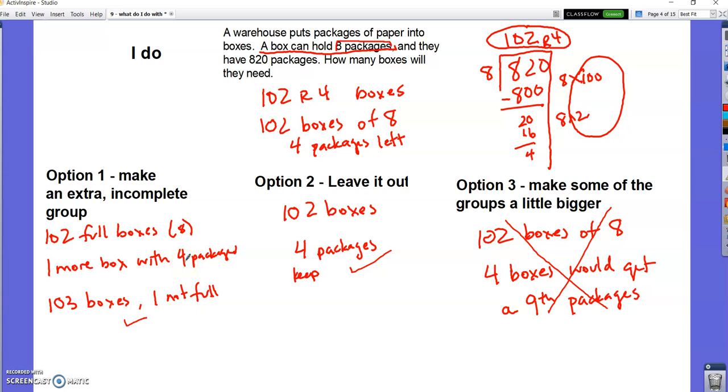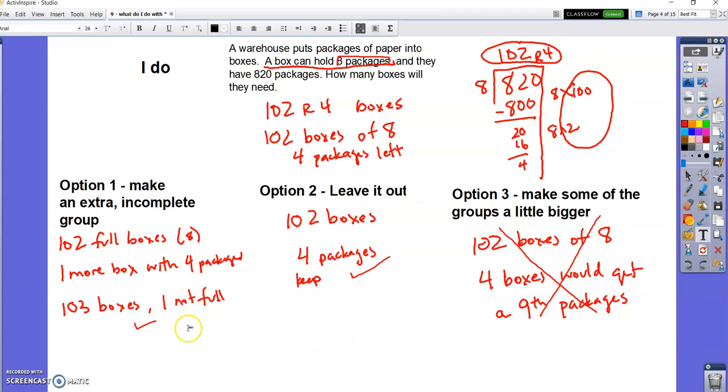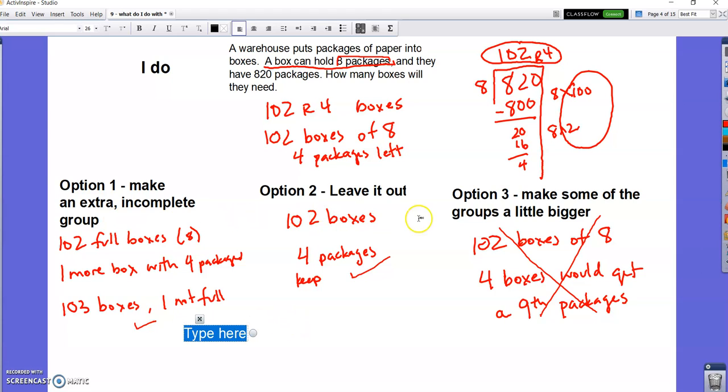In this case, it doesn't say they have to send all the packages. Lots of times it does. If you read the questions carefully, lots of times it'll say they have to send them all. And if that was the case, we couldn't use this one either. But if it doesn't say so, then we'll leave the option. So again, first step, consider all the answers. Second step, choose the best one. So between option 1 and option 2 here, you can pick the best one.